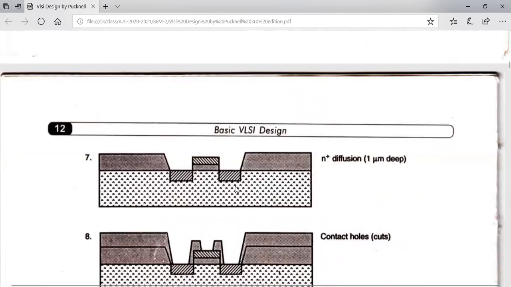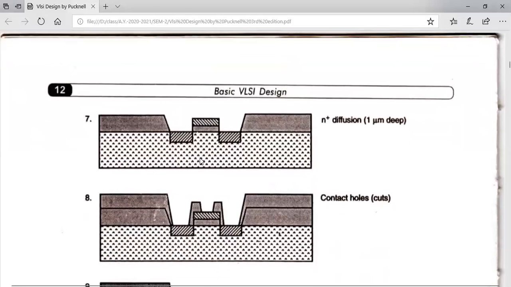And in the seventh step, you can see here, previously we used to have N plus diffusion for NMOS. Now we will be having P plus diffusion for the PMOS transistor formation.